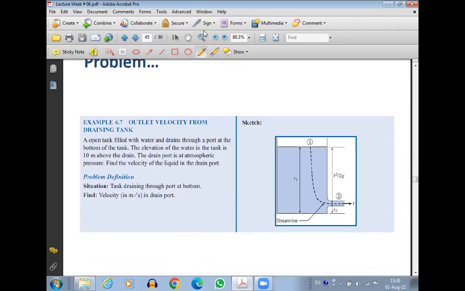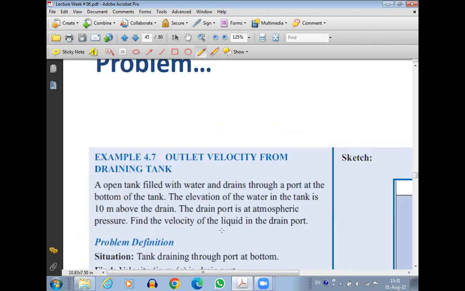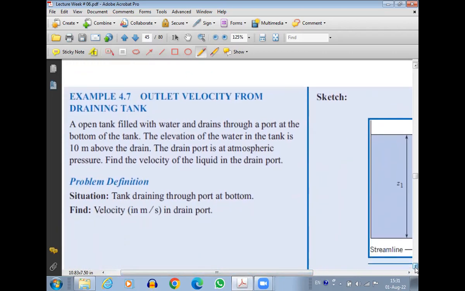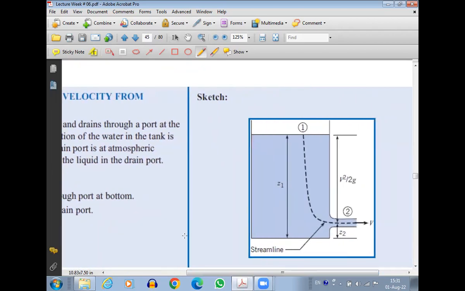So now let's try to solve this problem. An open tank filled with water drains through a port at the bottom of the tank. The elevation of the water in the tank is 10 meters above the drain. The drain port is at atmospheric pressure. Find the velocity of the water in the drain port. This is the situation we have.